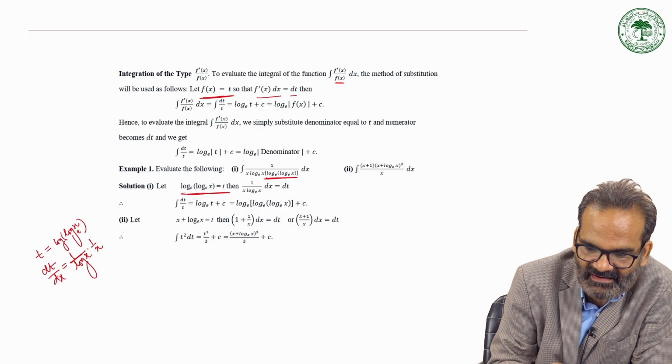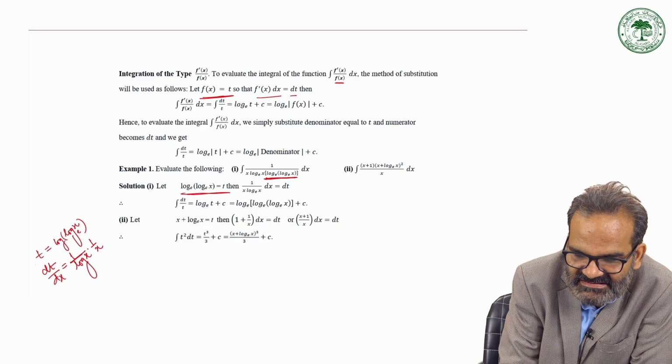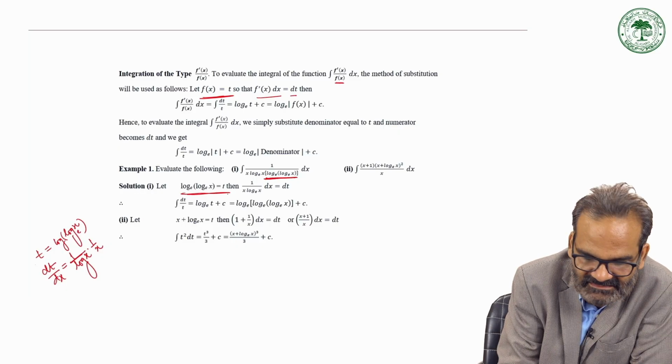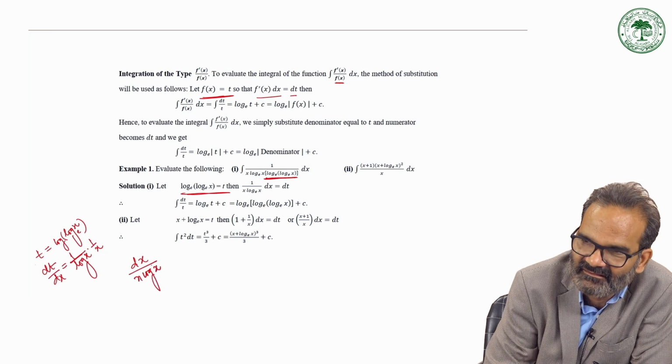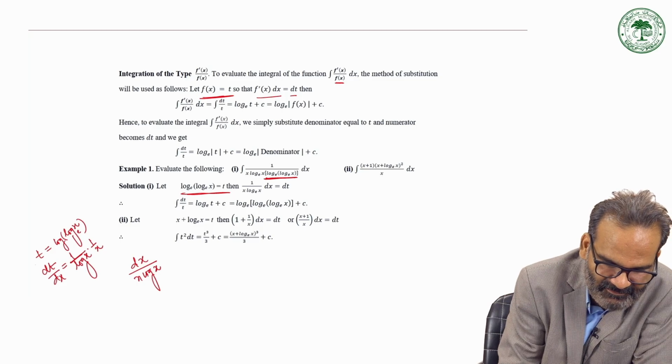So how will it be transformed? This we have taken as t. And what is left? dx upon x log x. See carefully what is left: dx in the numerator and here x log x. This is left, dx upon x log x.